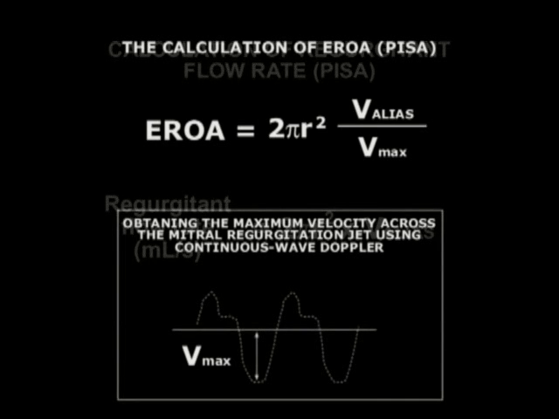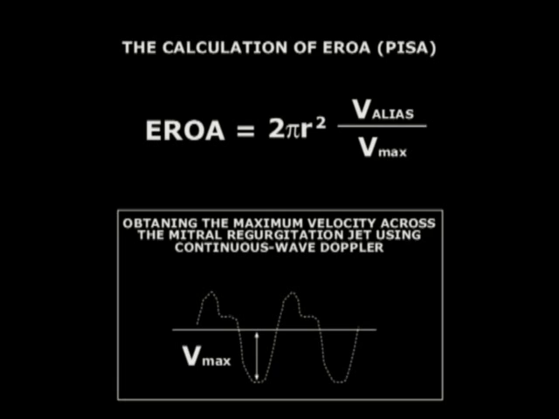From this, the effective regurgitant orifice area can be calculated using the continuity principle equation for flow rate. The maximal velocity is the peak velocity of the MR jet on the continuous wave Doppler. It should be noted that the PISA method makes several assumptions, many of which could be violated in the clinical setting.